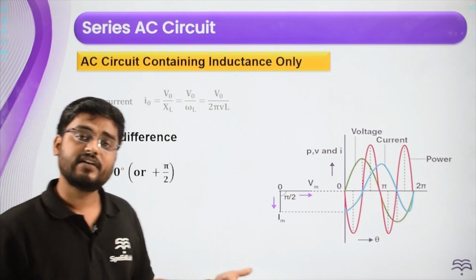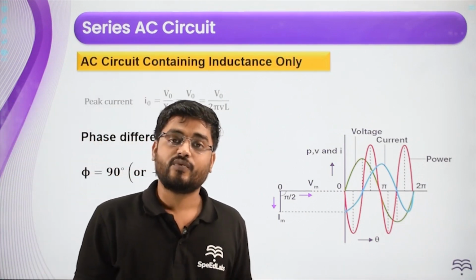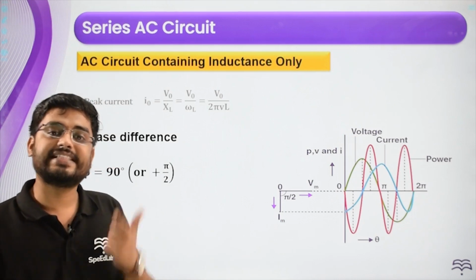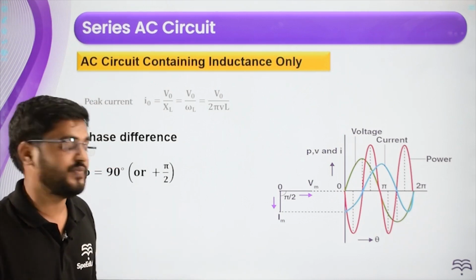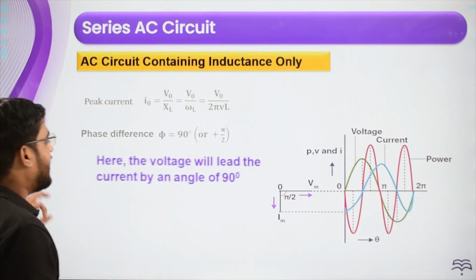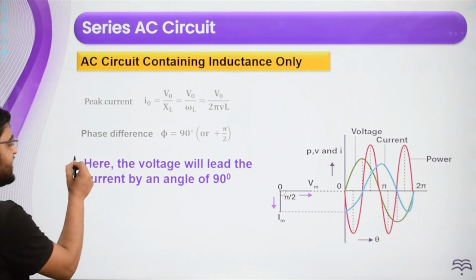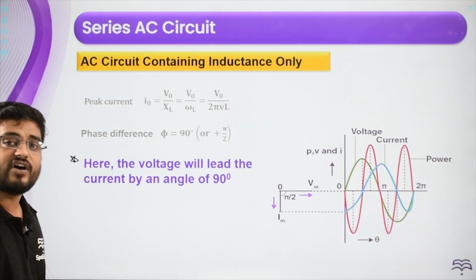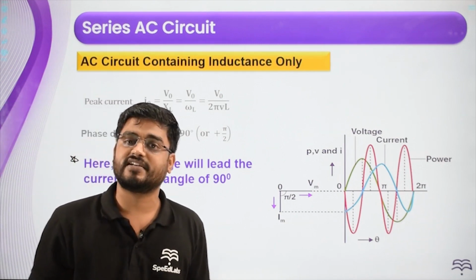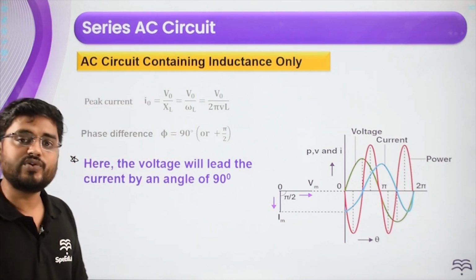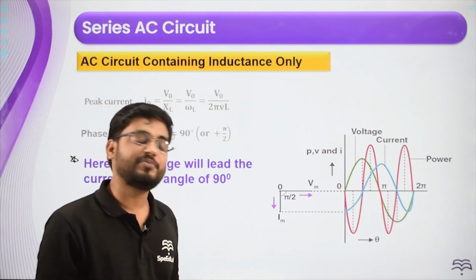Who was leading? The voltage was leading, right? Voltage was leading and current was lagging. The difference is pi by 2. We say that voltage will lead the current by an angle of 90 degree. This is a very important thing to remember. Based on this thing only we are going to draw our phasor, and once you understand how to draw the phasor, you will be able to solve the problems.